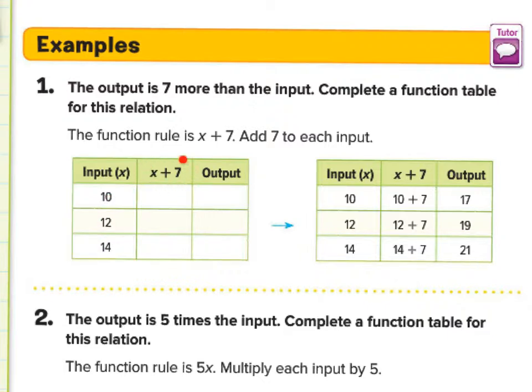This is our function, our rule, what we have to do to each input number. And then after it's gone through this, we generate an output. Okay, so we have 10, we replace the x with the 10. 10 plus 7 will be 17, as you see here. And then 12 plus 7 will be 19. And then 14 plus 7 will be 21.